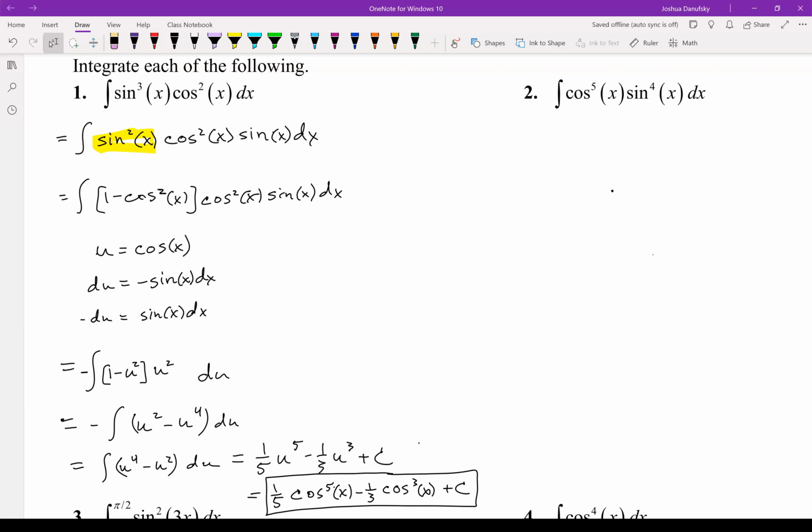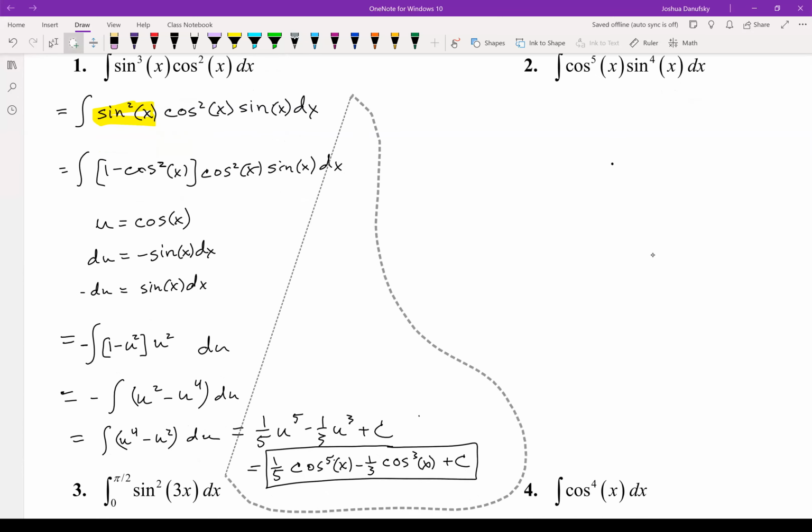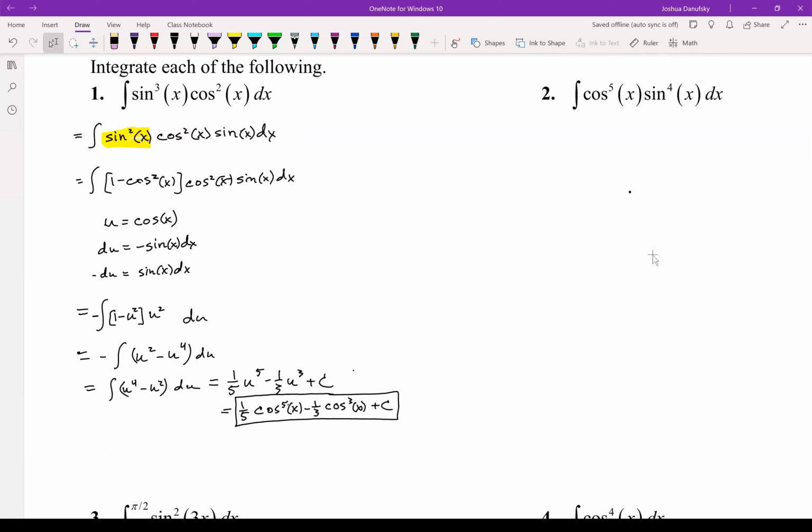So go ahead and pause the video, try number two. Notice the odd power of cosine this time, and proceed very similarly to what we did in number one. Let's go on to number three.